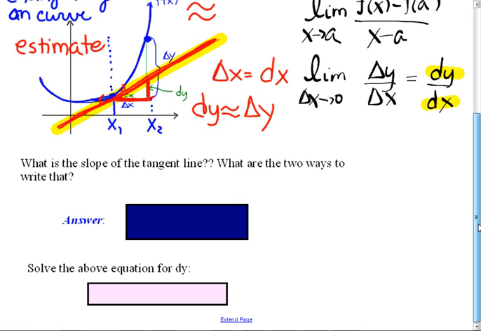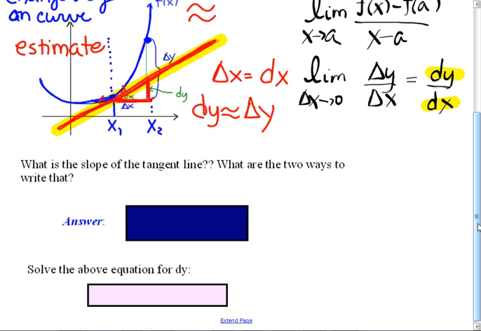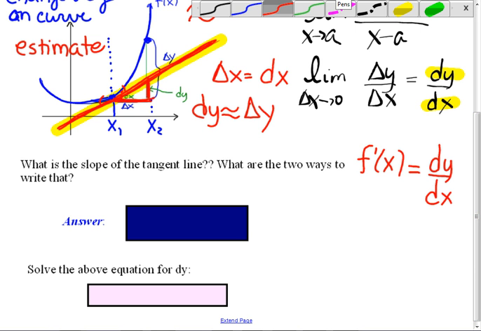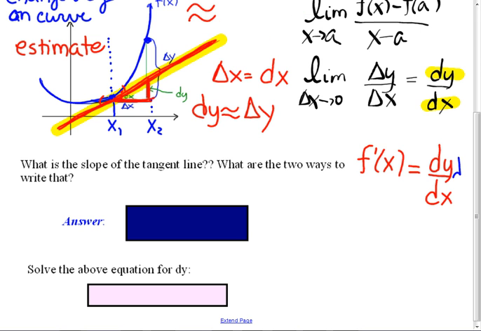Okay, what is the slope of the tangent line? Well, that's f prime of x. That's one way to write it. What's another way to write it? dy over dx. Now you can't think of this as an operator. It is a derivative, but it's the change in the y's over the change in x's of the tangent line. Can you solve for dy? If you think of this as just a number, what would you do to both sides? Multiply by dx. And that's what we get. We get dy is equal to f prime of x dx.